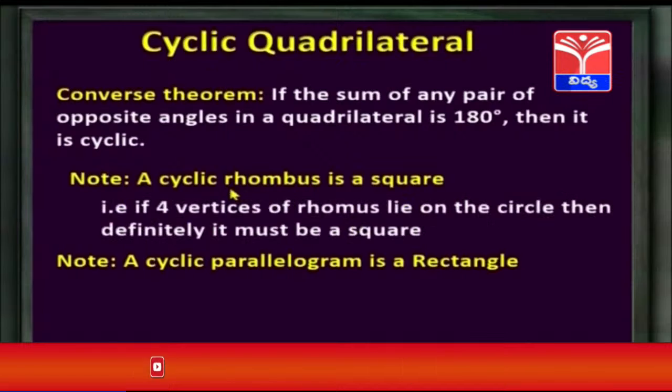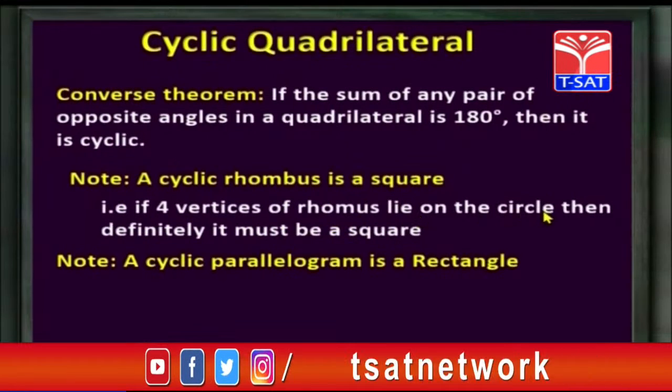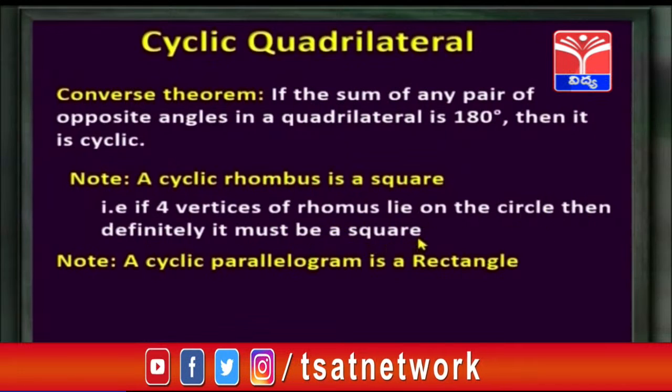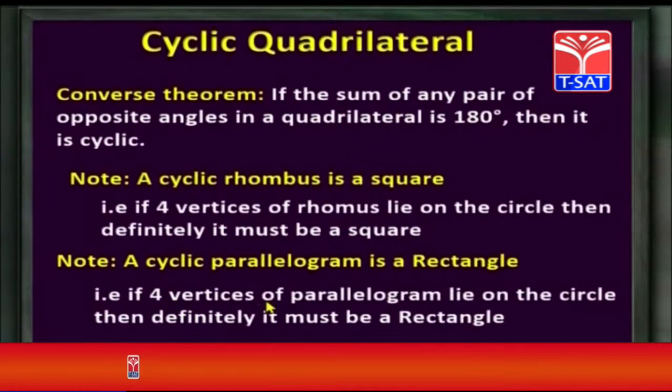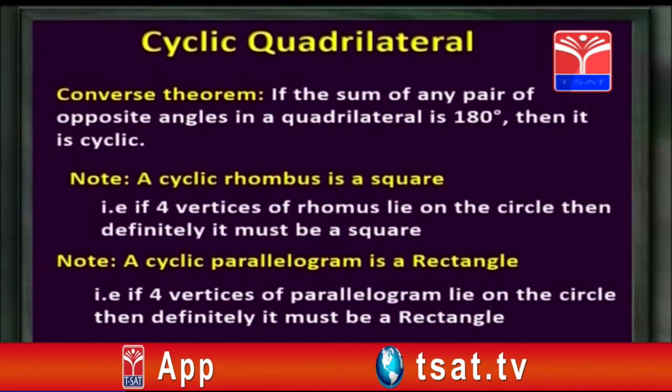So what is a cyclic rhombus? If 4 vertices of a rhombus lie on the circle, then definitely it must be a square. And also if 4 vertices of a parallelogram lie on the circle, then definitely it must be a rectangle.